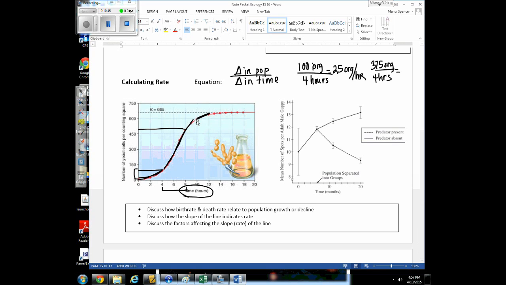Now, I wanted to show you this graph because this was a graph that was shown on one of your last tests.